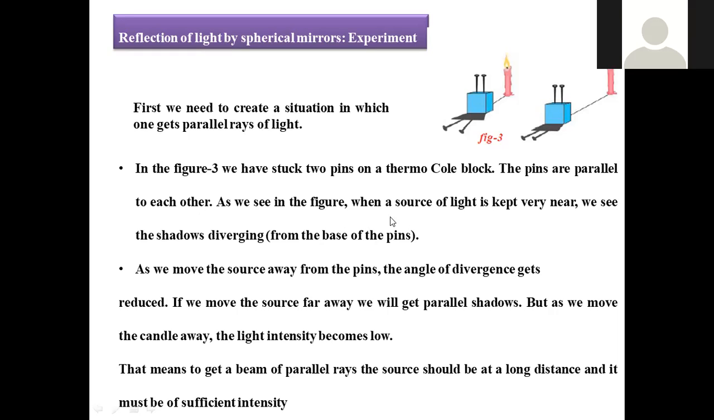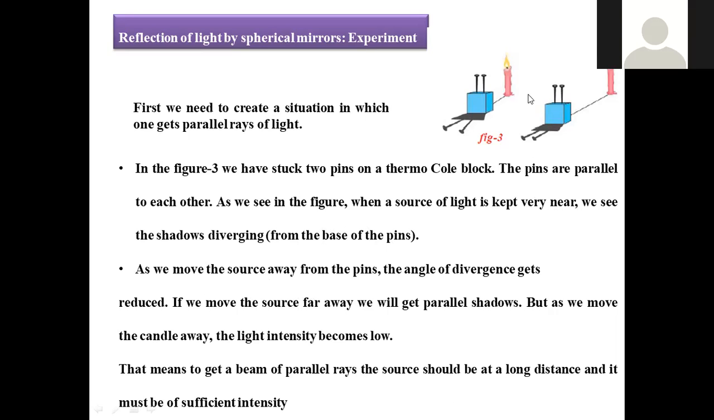Pins are parallel to each other, and the source of light is kept very near to the thermocol box. We see the shadows which are diverging. When you see the shadows, both are not pointing at one unit distance. Both are deviating from each other. So this is said to be a diverging shadow, right? From the base of the pins, they are moving away from each other at a certain angle.